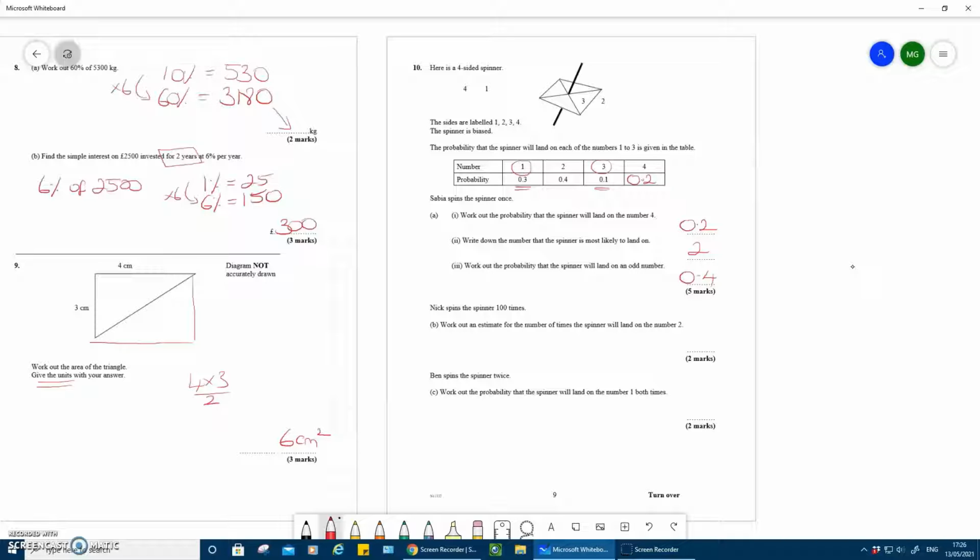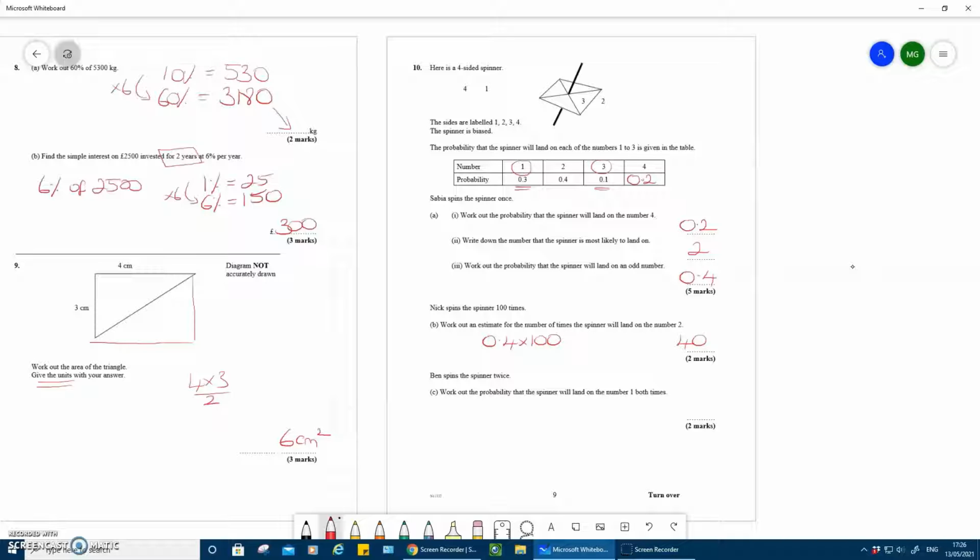Spins 100 times, the number of times you get a 2, when the probability to get a 2 is 0.4, so we're just doing 0.4 times by 100. 40 times we'd expect to get number 2, it's less than half of them.